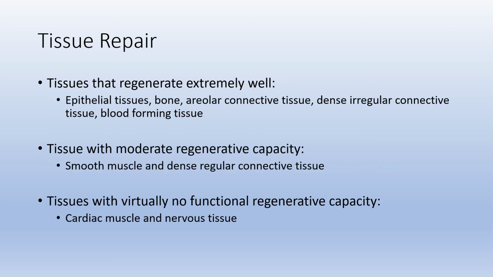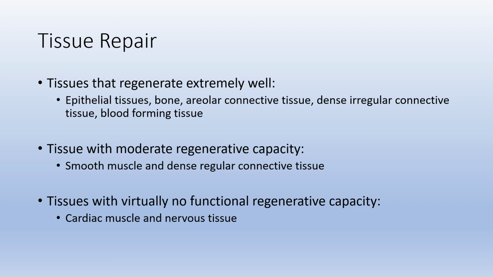Lastly, when talking about tissue repair, there is a whole spectrum of tissues that will repair extremely well. And then on the opposite end, we have tissues that once they're injured, there's no coming back from that. So examples of tissues that regenerate well: epithelium, bone, loose connective tissue, and some types of dense irregular connective tissue.